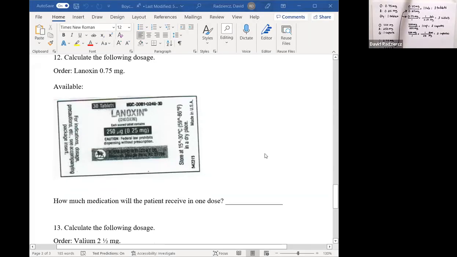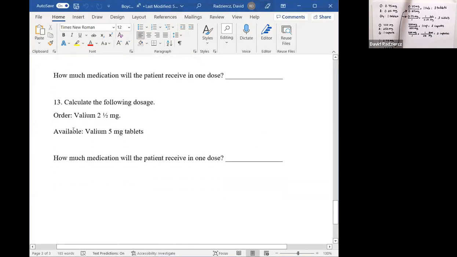All right. The last question on here for the calculating tablets is this one right here. So you'll notice that there is no label. It just tells you what it is. It just tells you what's available. So the order is 2.5 milligrams. We have available 5 milligrams, and we want to know how much to administer.